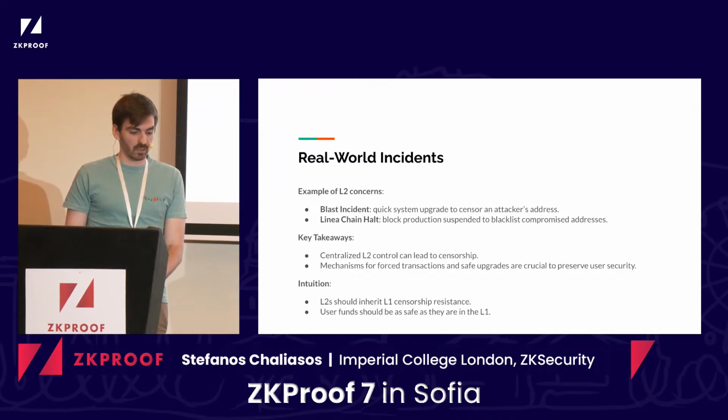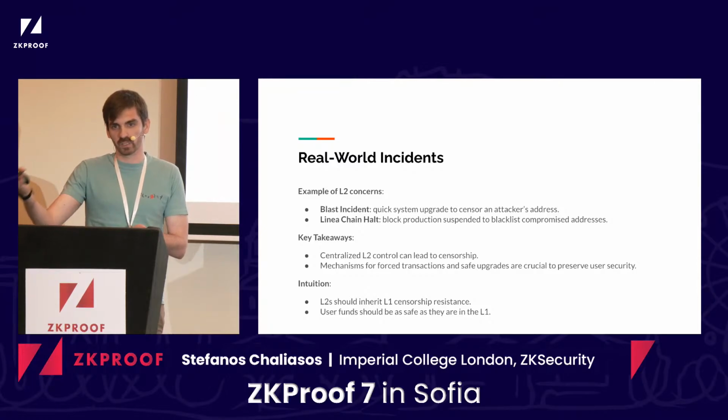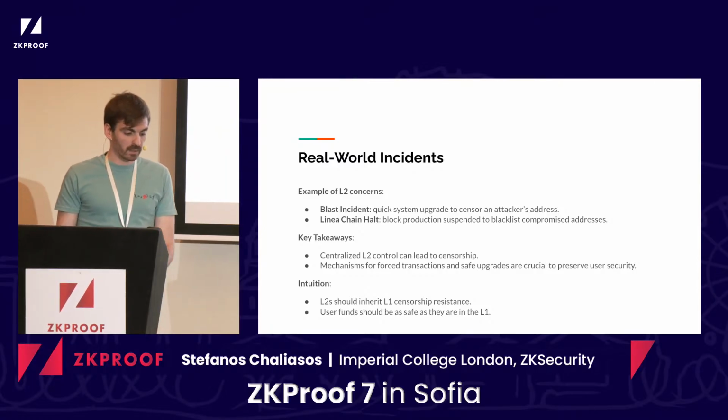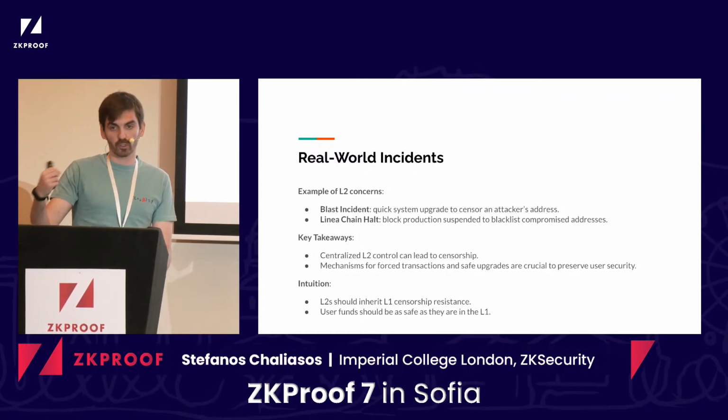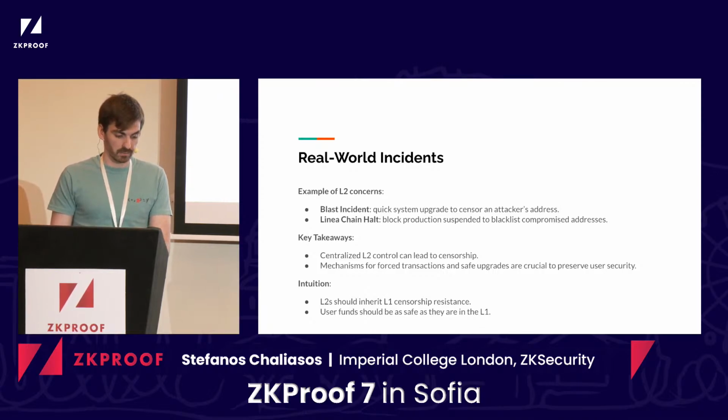What are the main takeaways? That L2s are completely centralized and can lead to censorship, so you are not inheriting censorship resistance from the L1. And what that means is that we need a mechanism to force transactions through the L1 and also to have a way to safely perform upgrades. And the intuition for those mechanisms is that L2s should indeed inherit L1 censorship resistance, but also user funds should be as safe as they are in the L1.